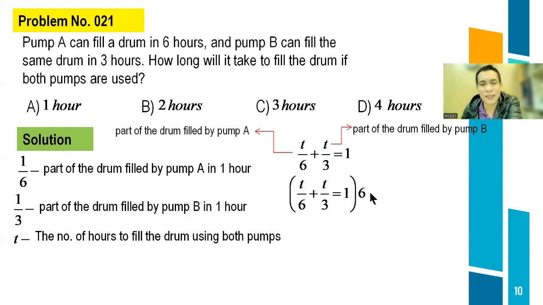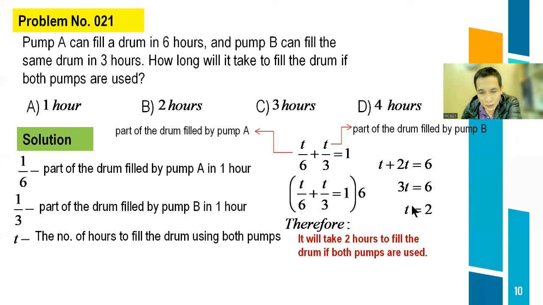We'll multiply 6 to both sides of the equation. 6 times T over 6 is equal to T, plus 6 times T over 3, that's 2T. 6 times 1, that's 6. T plus 2T, that's equal to 3T, is equal to 6. Divide both sides by 3, that's T is equal to 2. So it will take 2 hours to fill the drum if both pumps are used. So the correct answer is letter B.